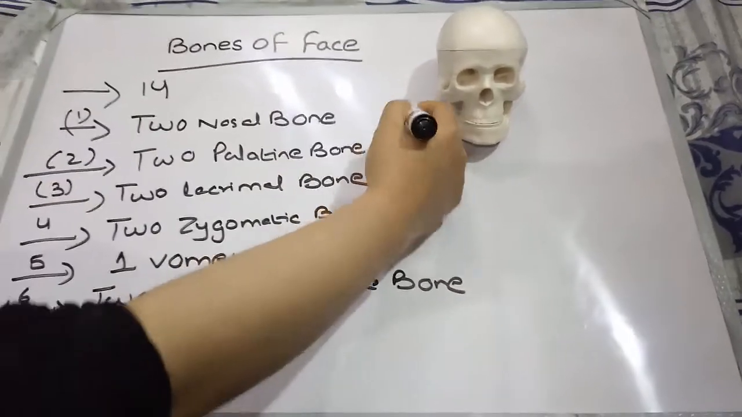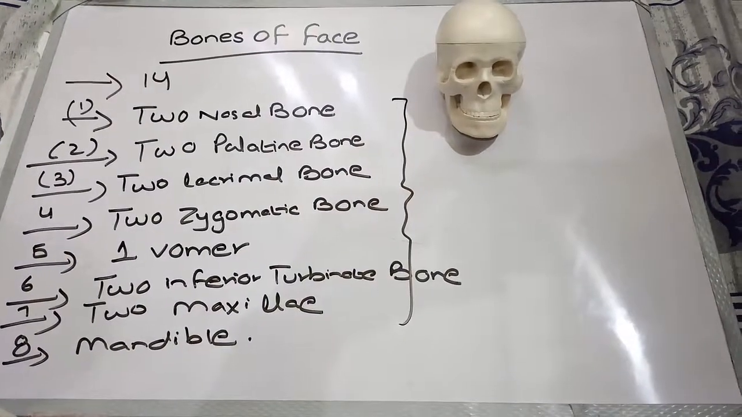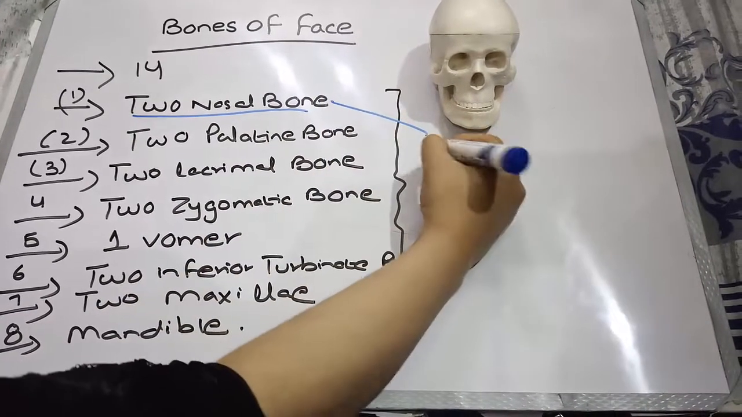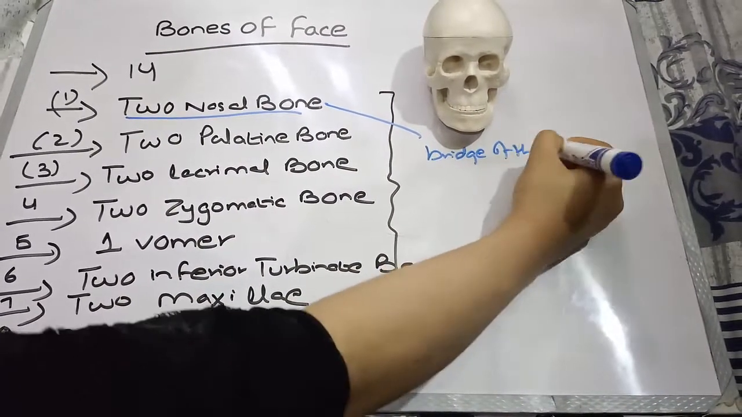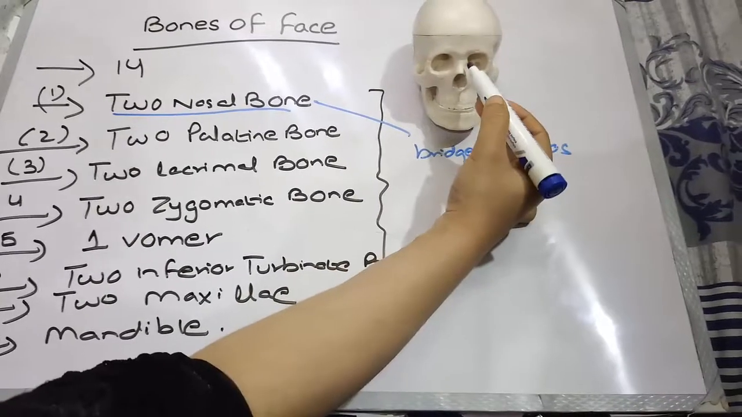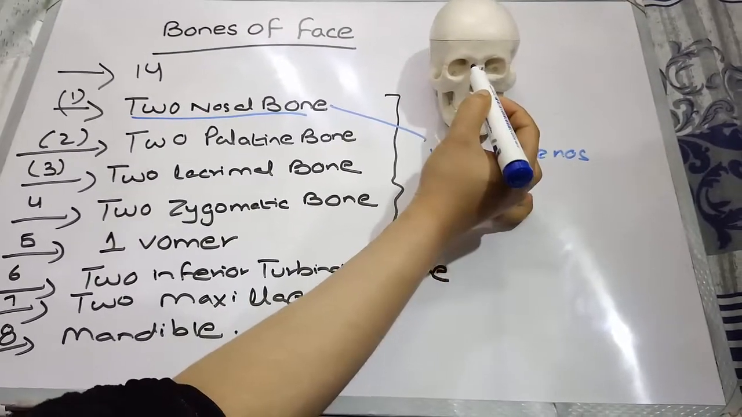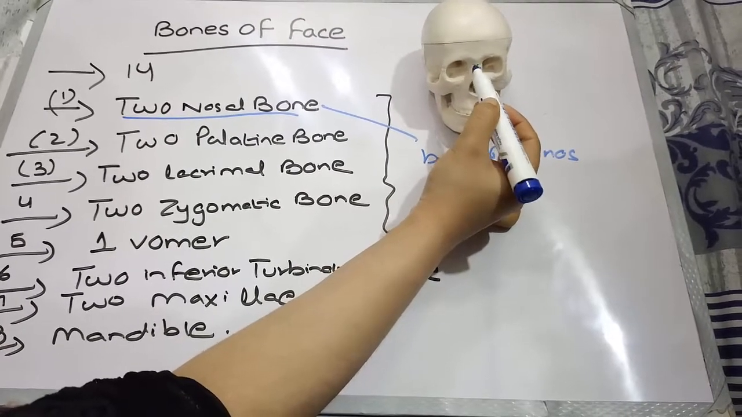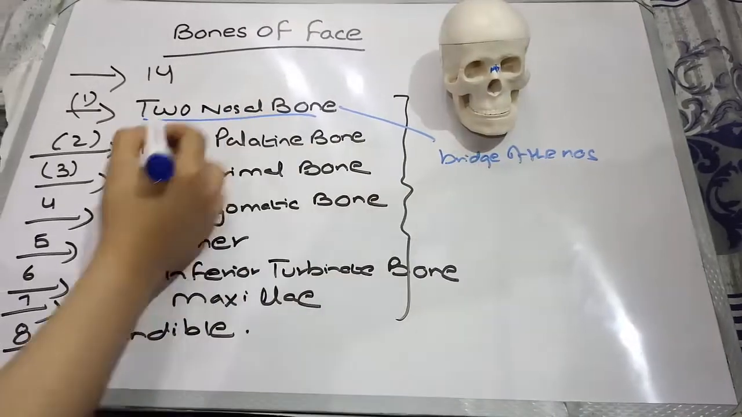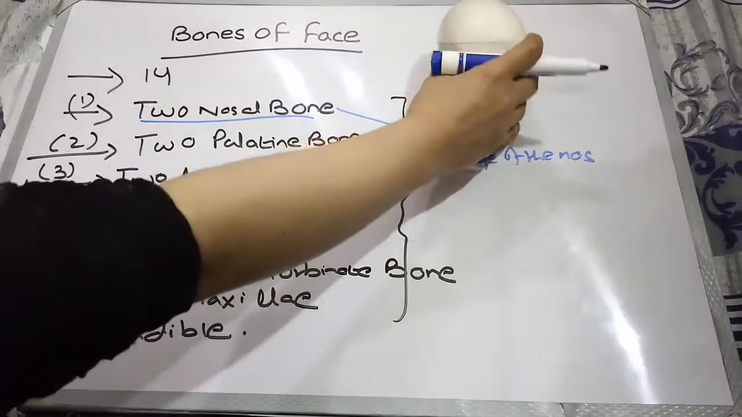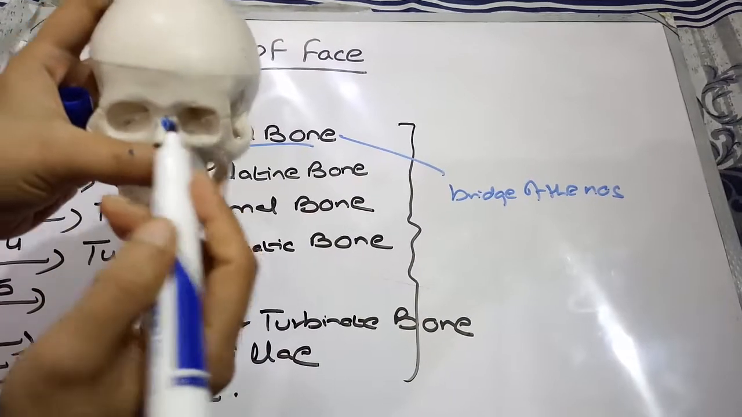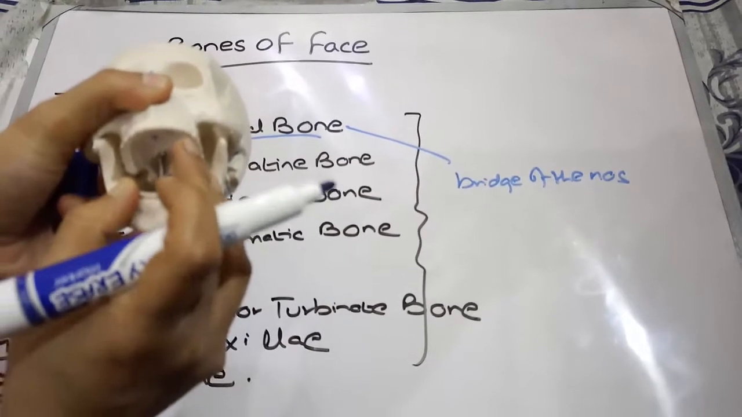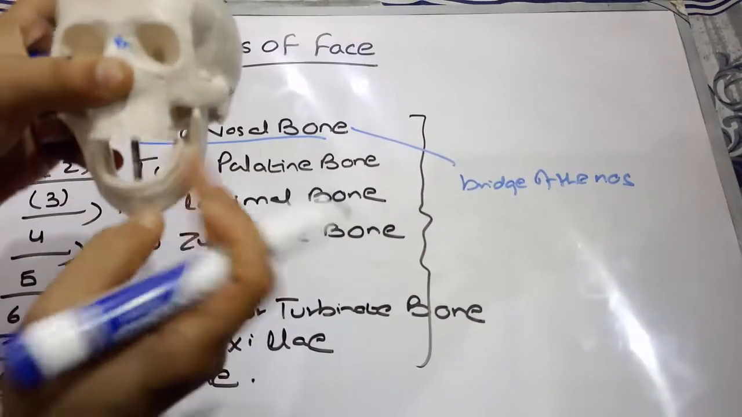Now where are these bones located? These two nasal bones form the bridge of the nose. These two bones lying over here form the nasal bones. Next, two palatine bones. These two palatine bones form the roof of the mouth and floor of the nose.